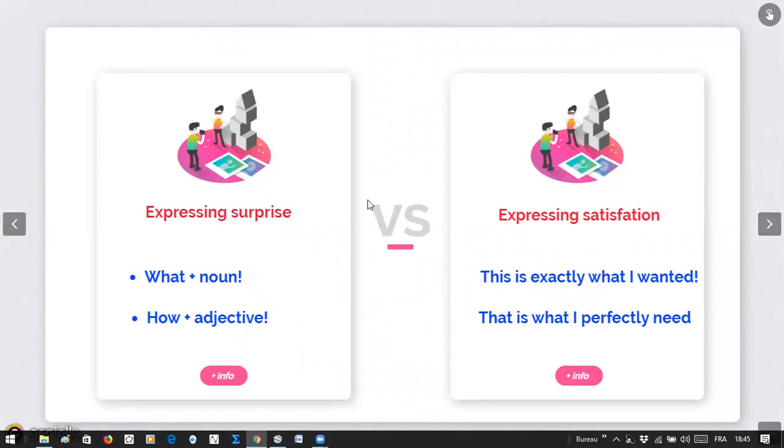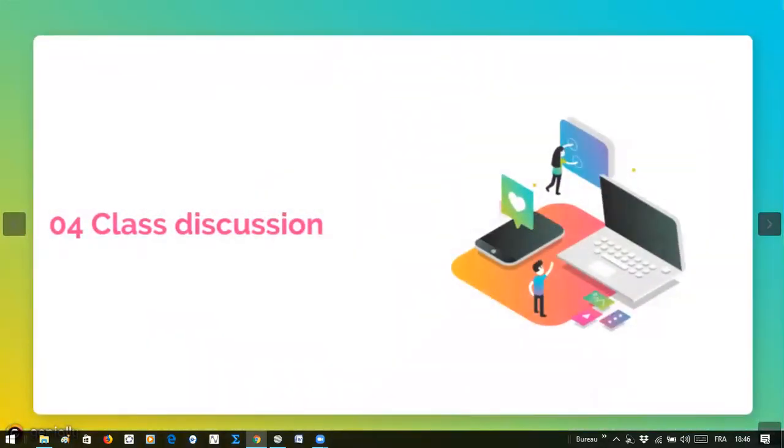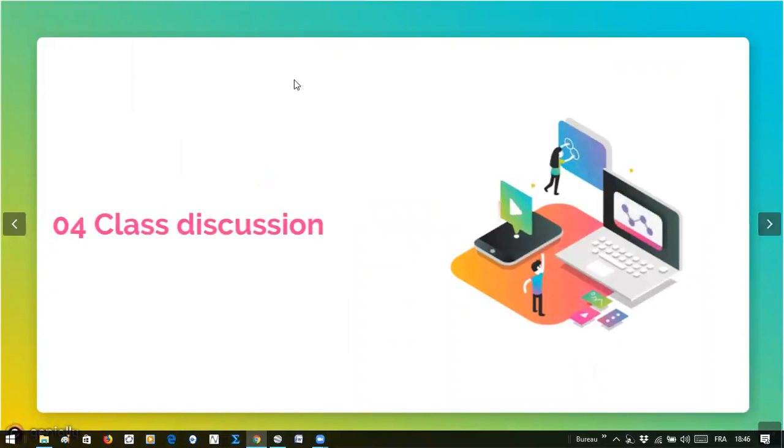If you want to express surprise, remember rule number 1. What plus noun. Give me an example, can you? What pasta? Or what a surprise. And how plus adjective. Could you give me an example? How beautiful. Wow, how beautiful. Right. If you want to express satisfaction, this is exactly what I wanted. That is what I perfectly need. Great. So these are today's functions. And then I'll pass to the second part, which is a class discussion. Okay.